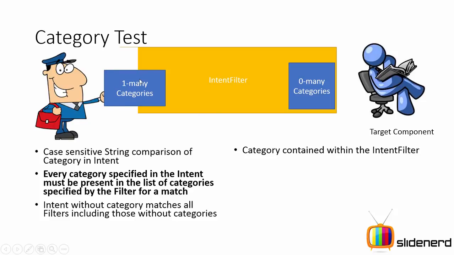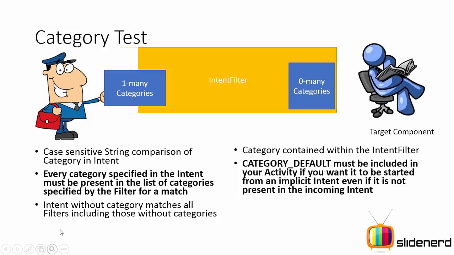Now remember, since an intent can specify one or many categories, every category that is defined by the intent must be contained within the list of all the categories that your intent filter defines. In other words, if your intent has three categories defined in it, say category A, B, C, and your intent filter contains A, B, C, D, E, F, then that's a match, because A, B, C, D, E, F contains the former, right? So when you specify an intent with no category, it's going to match with all the filters, including the ones that don't have any categories inside them.